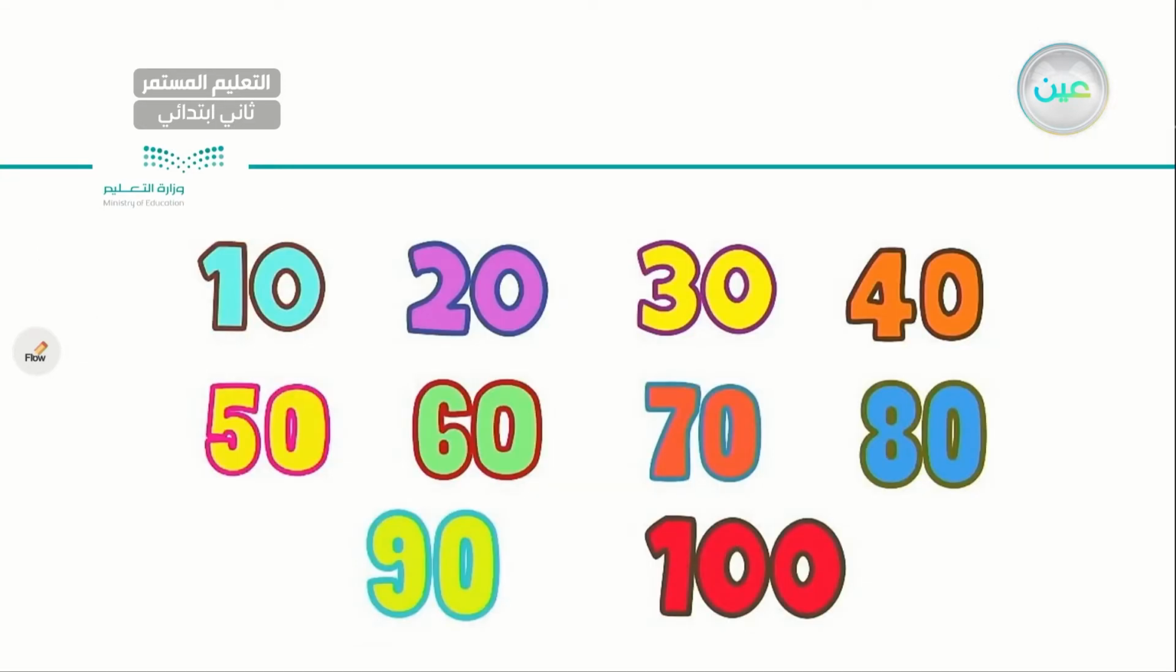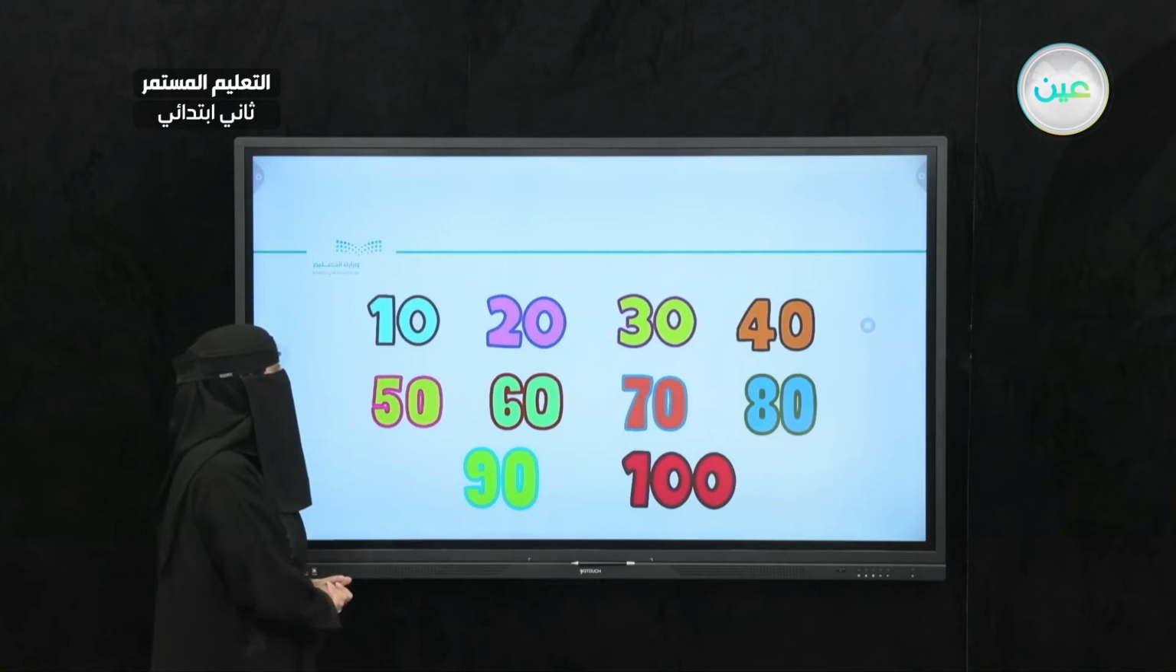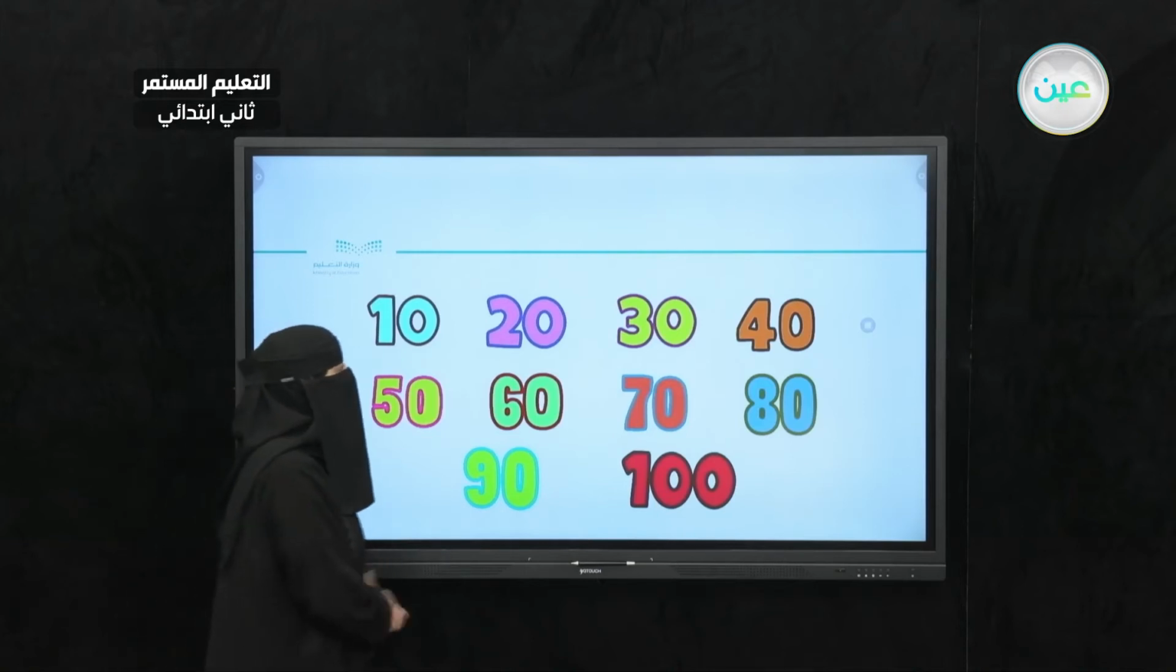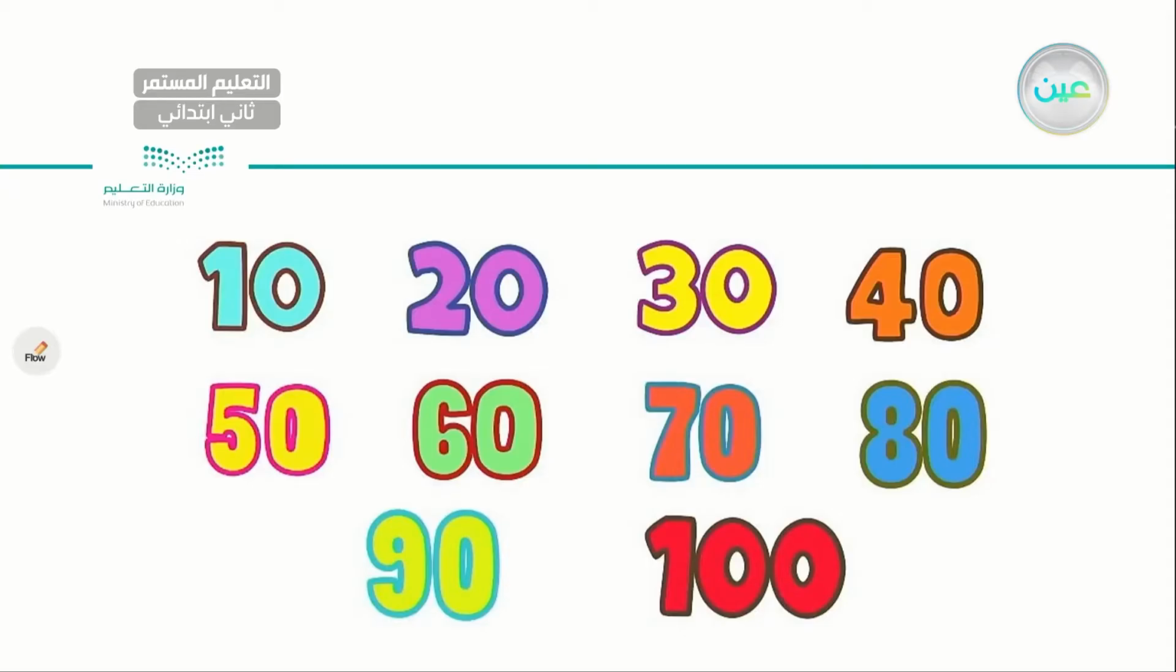Now, here I have the numbers by tens. We discussed this so many times, but this is time to wrap it. Starting from the first one, I have number 10. So each time I'll be adding 10. Okay? So starting from 10, 20, 30, 40, 50, 60, 70, 80, 90, 100.